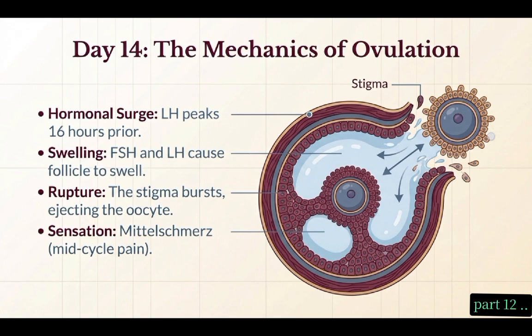And when this oocyte is released, it contains the corona radiata surrounding the zona pellucida. Now look at this structure. This structure is what we call the corona radiata. This corona radiata surrounds the zona pellucida. This zona pellucida surrounds the primary oocyte. And the primary oocyte contains cytoplasm and a nucleus.